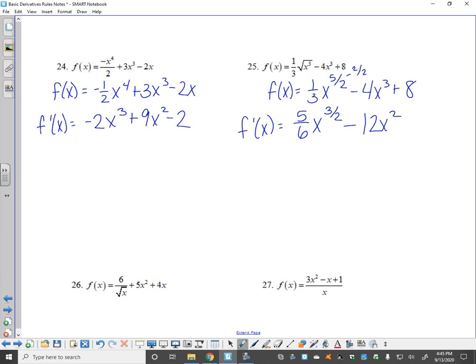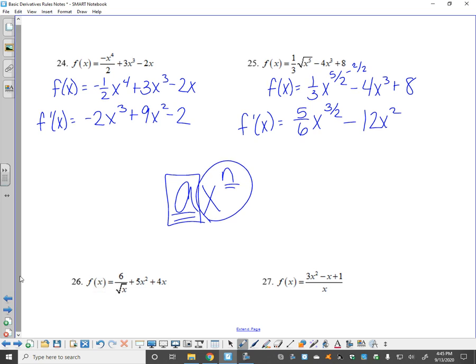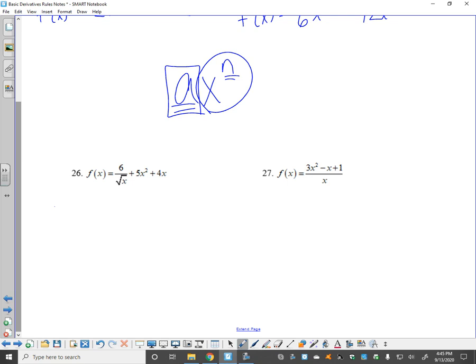Again, I hope you're seeing the importance of the prep work before you can do the power rule. The power rule is unforgiving. It has to look like this, being a number and this being a number. And this can be a fraction, that's fine. This right now cannot. Okay, prep work.